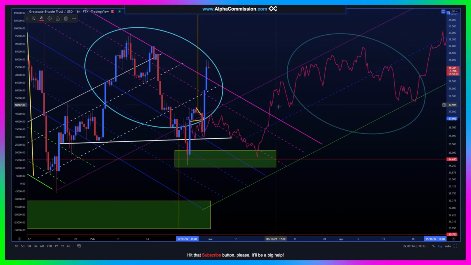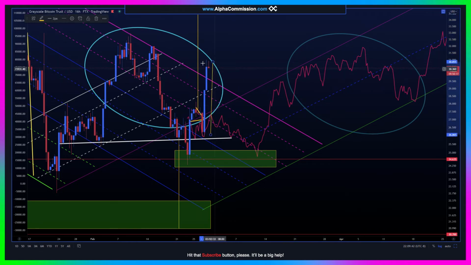That doesn't mean that the fractal is invalidated, because look at this. We also pumped just like we would have pumped here. And look at this, this is pretty extraordinary. The length of this pump is the same length as this fractal. That's very interesting. It's almost like the Russian war pushed us forward in this fractal.